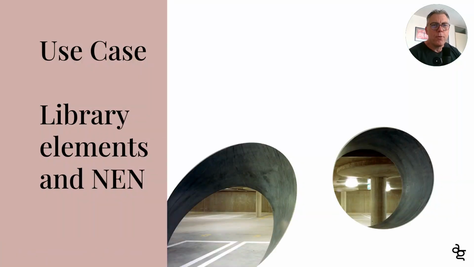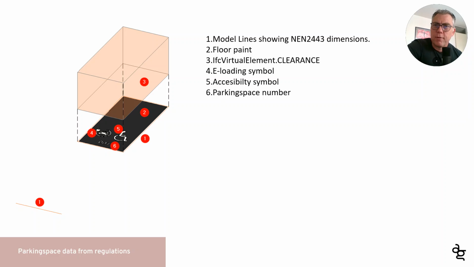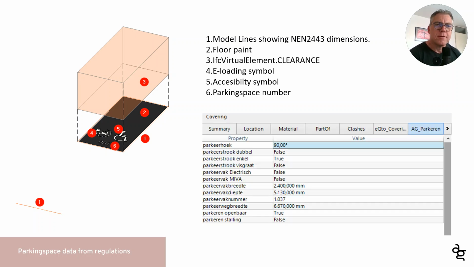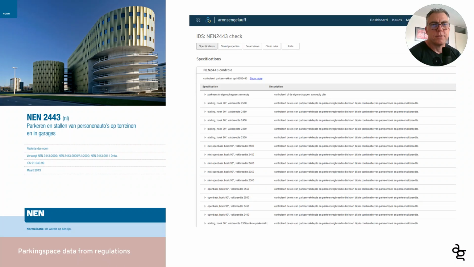Now, the last example is not project specific, but something very office specific. So we design big housing blocks, most of them built on top of a parking garage. Therefore, we have a library component that's very versatile, but it's easy to choose the wrong type or change some parameters by accident, right? So in order to check this, I made a separate property set that exports the specific data and dimensions that we can run against the NEN 2443, the parking regulation. So I created an IDS for that.